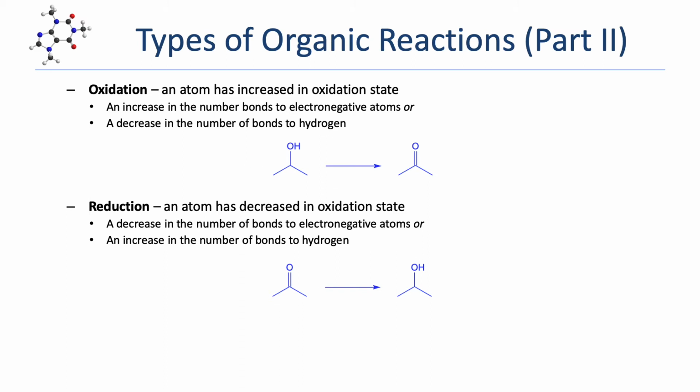Conversely, a reduction would be a decrease in the number of bonds to an electronegative atom, or again, an increase in the number of bonds to hydrogen. Can be either or, often both. So if you look at this example, we have a ketone, and that central carbon has 2 bonds to the electronegative oxygen, and in the product, the alcohol has only 1. So it decreased the number of bonds to electronegative atoms. It's a reduction. The carbonyl carbon also has 0 bonds to hydrogen, and in the product, that carbon has 1 bond to hydrogen. So it increased the number of bonds to hydrogen, and it's a reduction in that way as well.